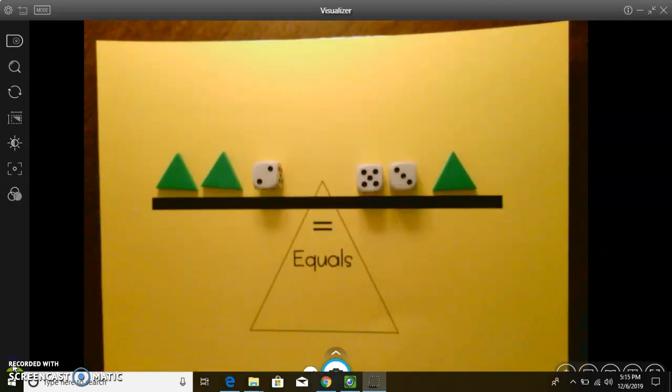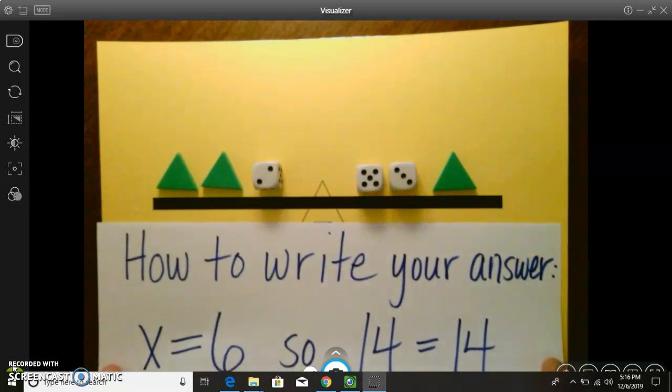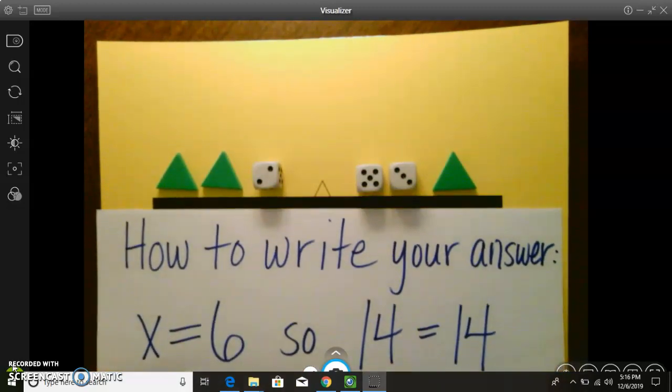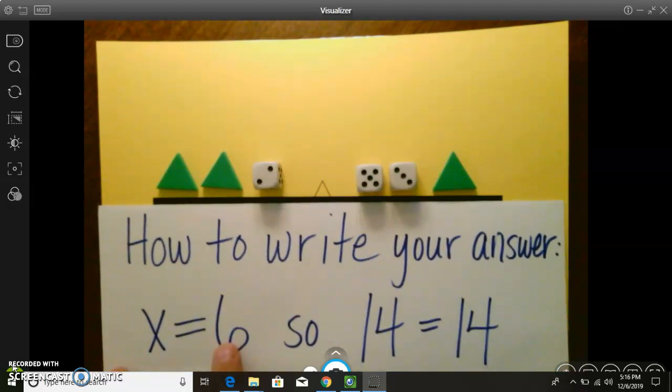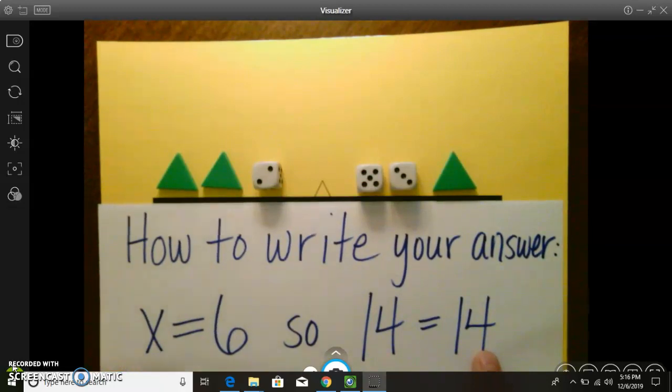So now that we have the basics of finding out what the variable is in different equations, you may be asking yourself, well, how would I write that answer? Because you will be required to write the answer to the problems as you solve them. So for this example, this is how you would write your answer. We do know that x is 6. We did that by our guess and check and found out that x equaled 6. So if x equals 6, the equation would be 14 equals 14. You can't stop once you find out what the variable is, because you've got to plug that number back in to determine what the equation equals.